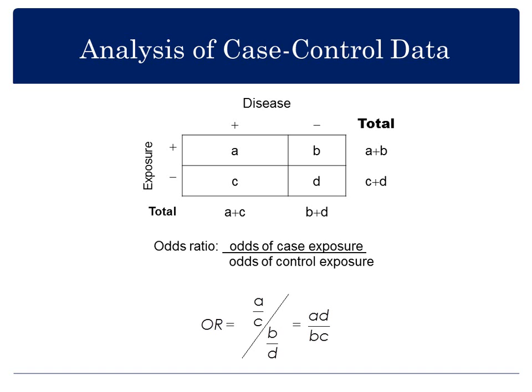And very often we choose the controls to look a lot like our cases. Why do we do that? What are we trying to do? Minimize bias. What would cause bias if we didn't choose controls who looked like our cases? We would have two groups. We're comparing cases and controls.